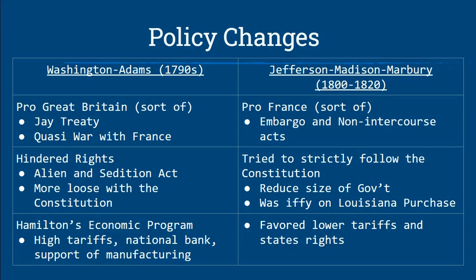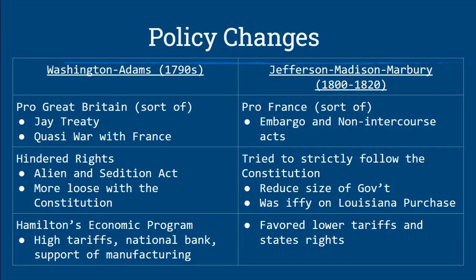When Jefferson swept into power in the election of 1800, there was a major shift in policy. Jefferson was pro-France, although he tried mightily to remain neutral in foreign affairs, going so far as to limit shipping and trade with foreign nations under the Embargo and Non-Intercourse Acts.